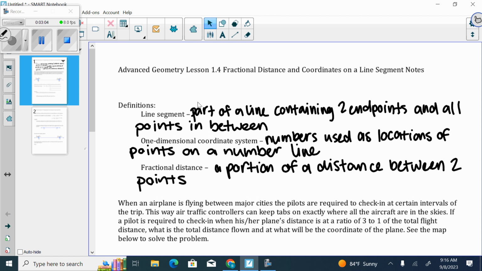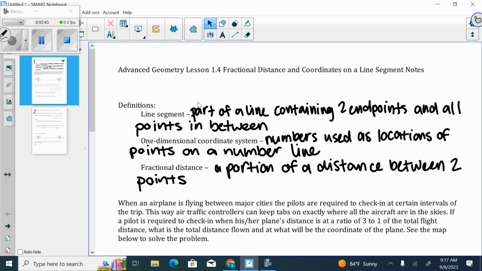And then similar to yesterday's notes, they then go on to give us this real-world scenario where it says when a plane is flying between major cities, the pilots are required to check in at certain intervals of the trip. This way, air traffic controllers can keep tabs on exactly where all the aircraft are in the skies. If a pilot is required to check in when his or her plane's distance is at a ratio of 3:1 of the total flight distance, what is the total distance flown, and what will be the coordinate of the plane? See the map below and solve this problem.